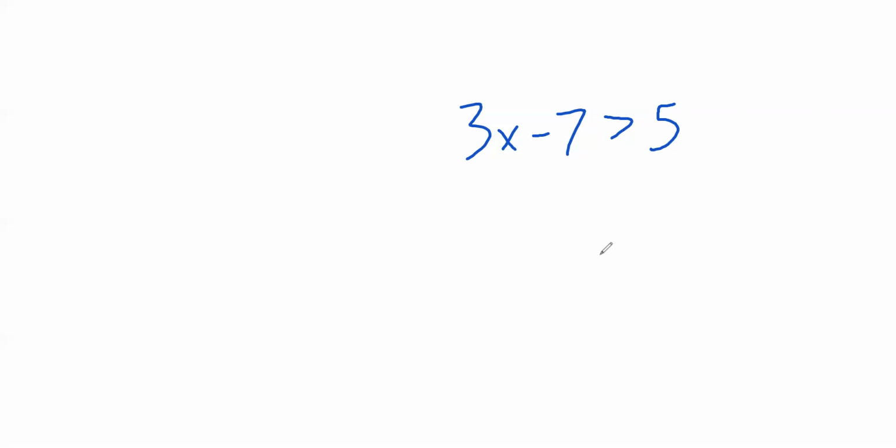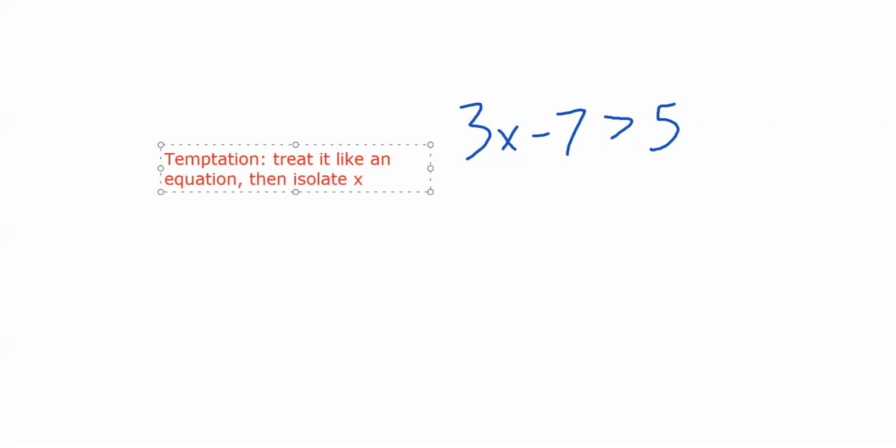Now, what are you tempted to do here? What is your initial temptation? Add the 7 to both sides, then divide by 3, yeah. Basically, your temptation here is to isolate x, right? Excellent, that's exactly what you want to do. So your temptation is to treat it like an equation, like instead of the greater than sign there, I just had an equal sign. Your temptation is to treat it like an equation, then isolate x. That's a good temptation.